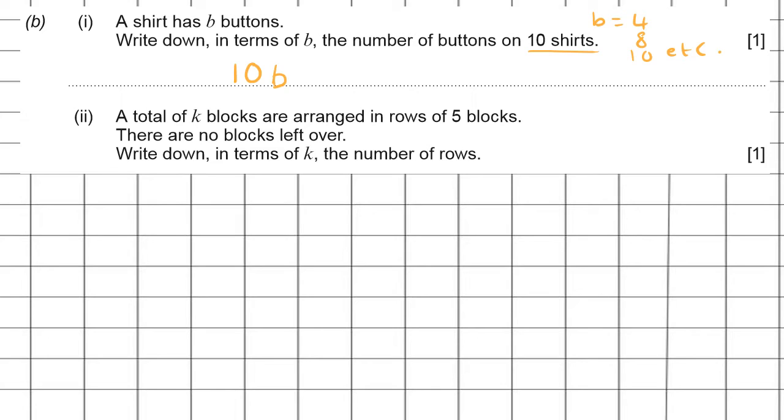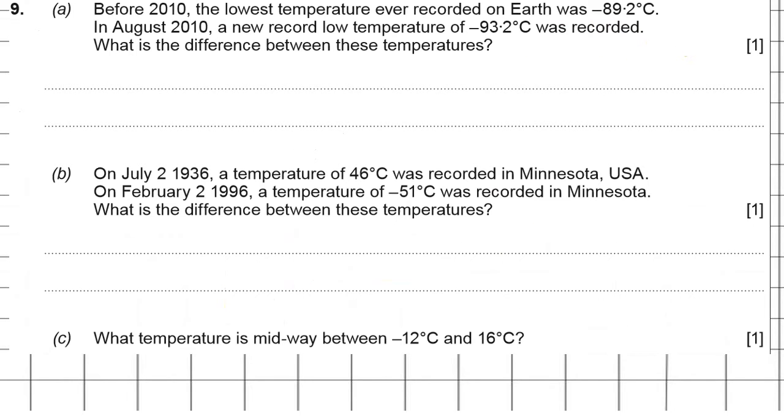A total of K blocks are arranged in rows of 5 blocks. There are no blocks left over. Write down in terms of K the number of rows. So 1, 2, 3, 4, 5, and that could go on and on. So therefore, to see how many rows there are, is this going to be K over 5? Because that's how many rows are in each, 5.